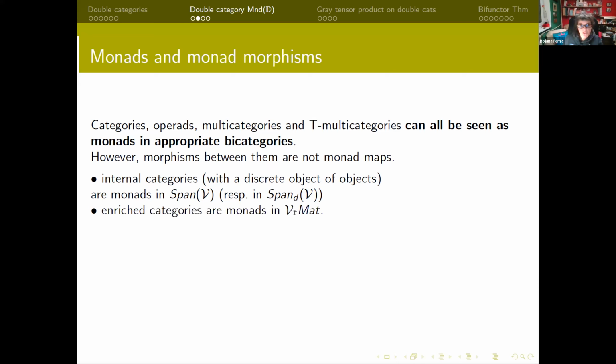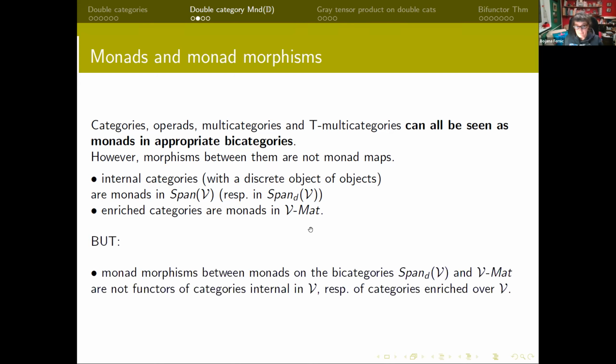The other example, enriched categories, are monads in the bicategory of matrices. But monad morphisms between these monads, so in the bicategory of spans and the matrices, are not the morphisms that we are hoping to have. So they are not internal functors, or respectively, they are not enriched functors.